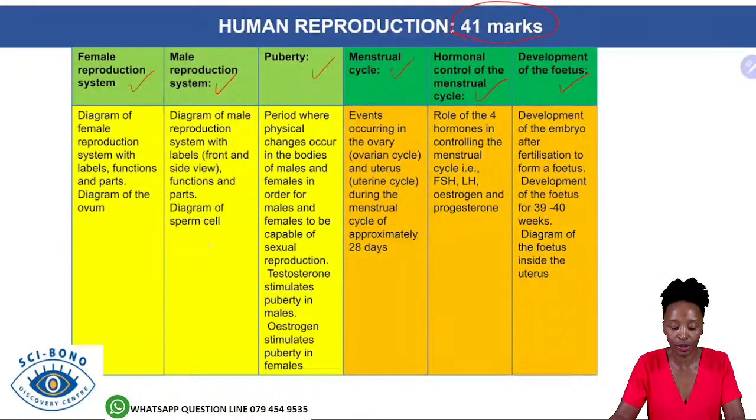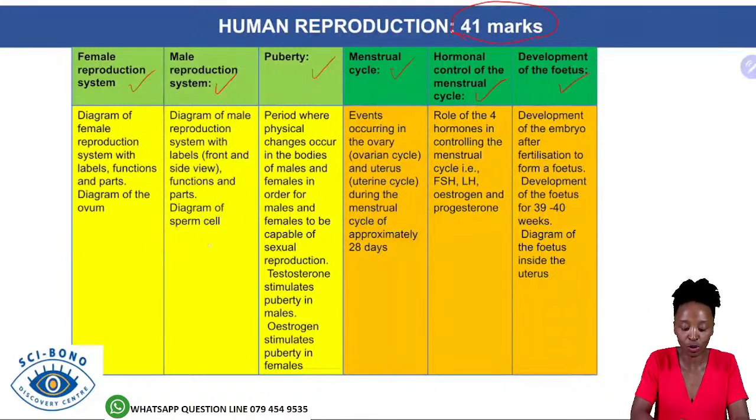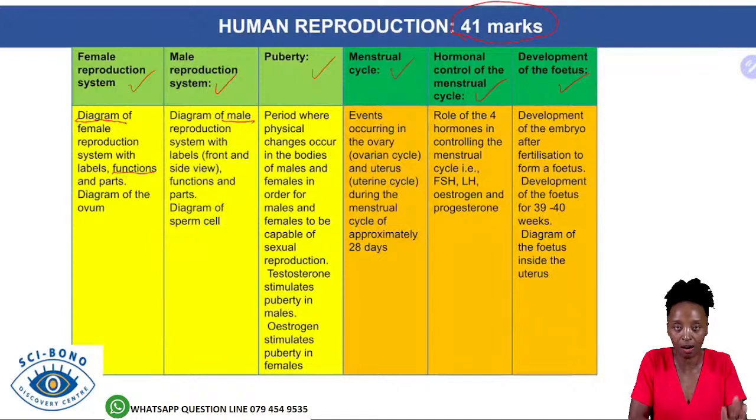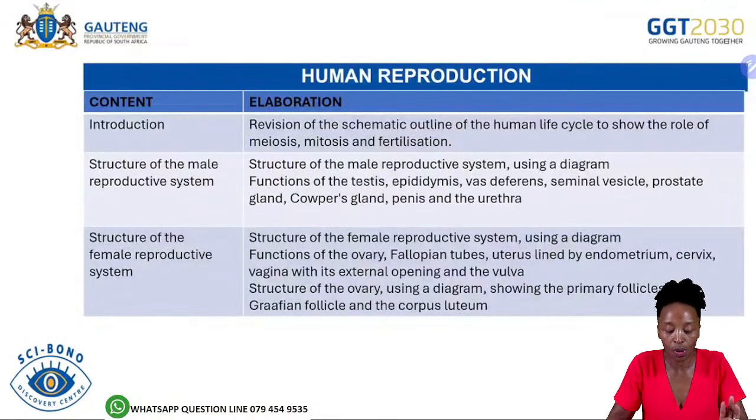So what is it that we are going to look into? Under the reproductive systems, obviously we're going to look at the diagrams. Diagrams are very important for both the female and the male reproductive system. We are going to look at the different functions of the parts of the structures, and we are also going to look at the diagram of the ovum and the diagram of the what? Of the sperm cell. Then under puberty, we're going to look at gametogenesis, which is oogenesis and spermatogenesis, and the development and the release of the what? Of the hormones.